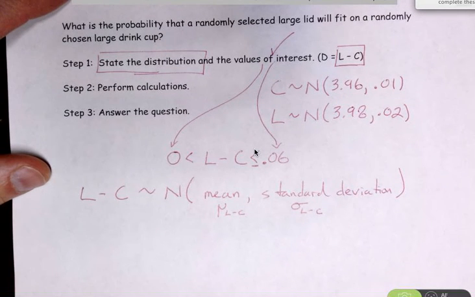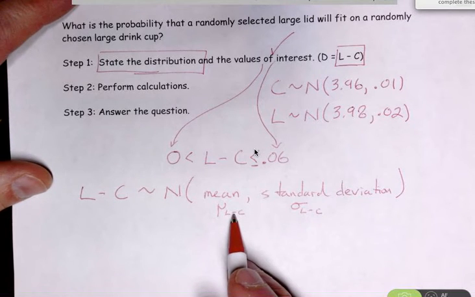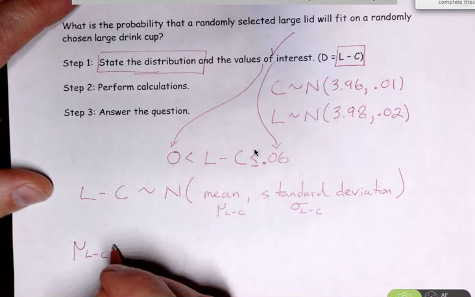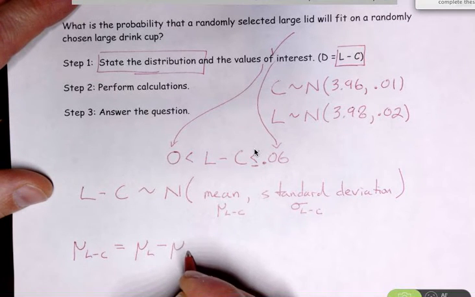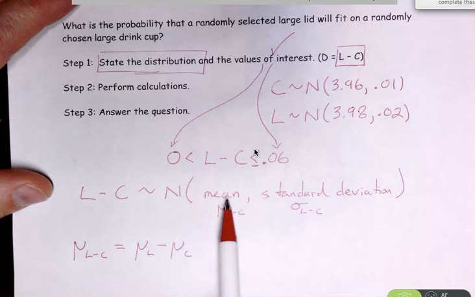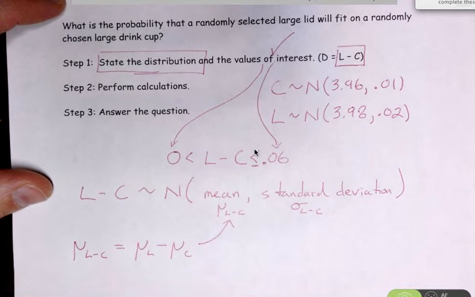And this is something that we have reviewed recently. The mean of the difference of two random variables, we can find that simply by taking the difference of the two means. I know the two means, so I can take the difference of those two, and that will make the mean of my normally distributed random variable. It is important that we believe that these are independent random variables. So it's important that the random variable L is independent of the random variable C.